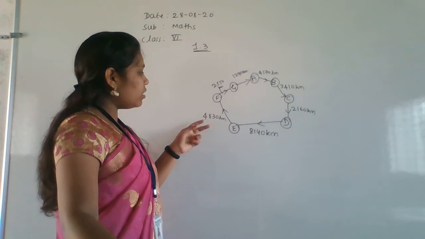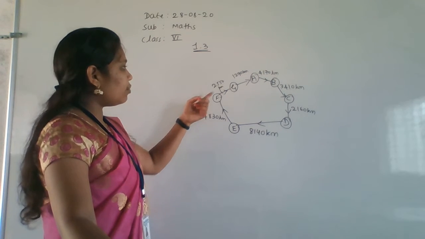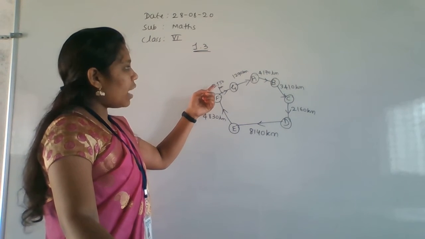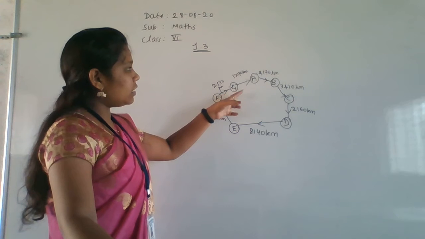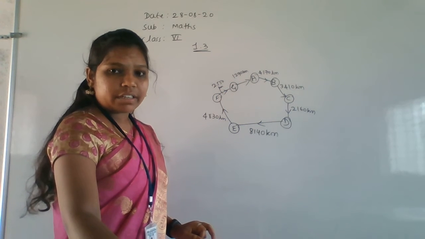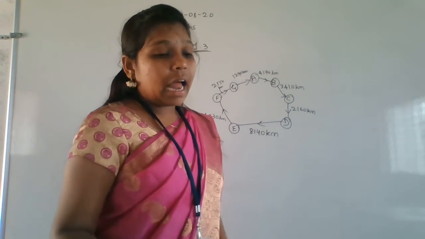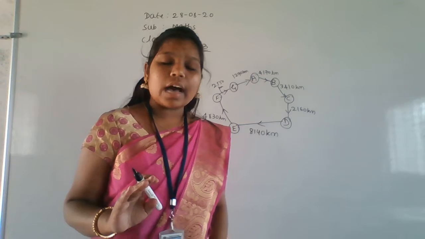Next E to F is 4830 kilometers. Next F to G is 2550 kilometers. Next G to A is 1290 kilometers. Like that they are given here.